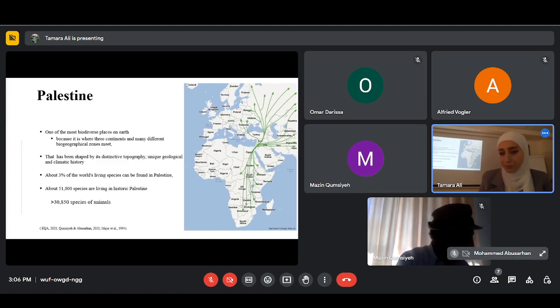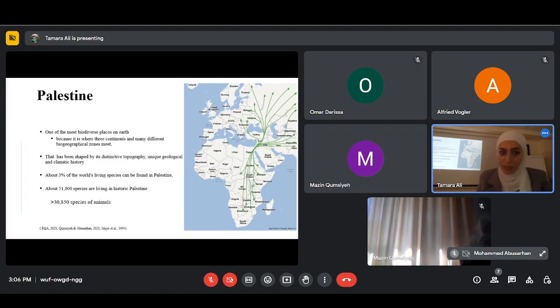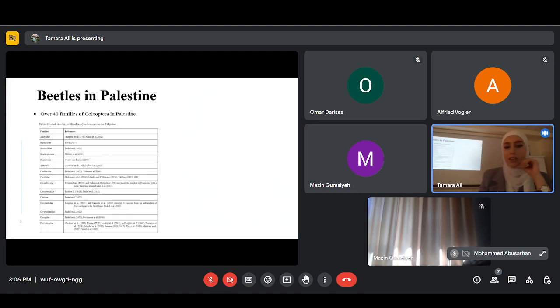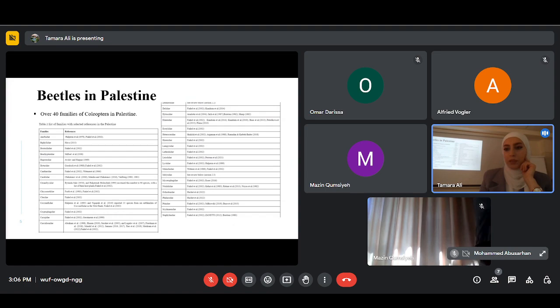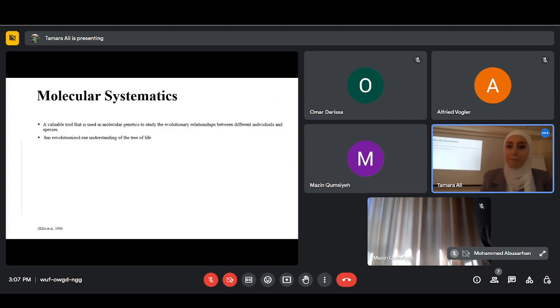For animals, there are 30,815 species in Palestine, and beetles in Palestine: over 40 families of beetles are known from Palestine. Below this is a table listing the families with selected references for some of the most common ones found in Palestine.